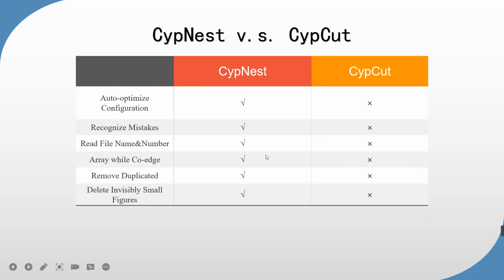What's more, CypNest can also auto-optimize configuration, such as removing duplicates and deleting invisibly small figures. It can recognize and help modify mistakes, read file name and part number, as well as do array and co-edge at the same time.